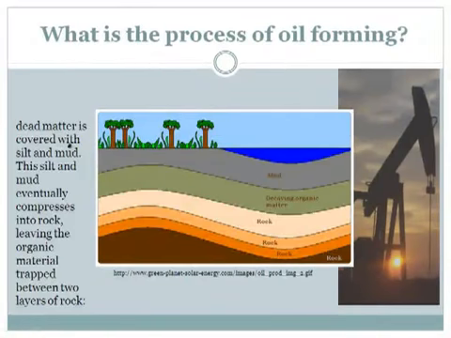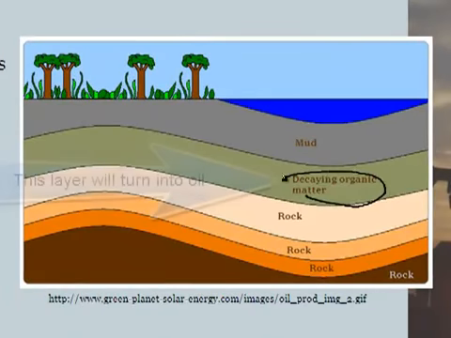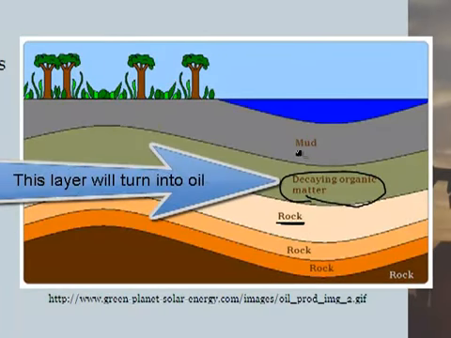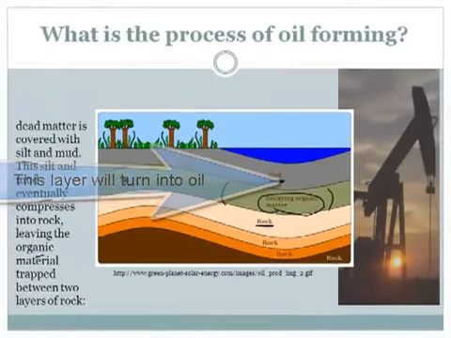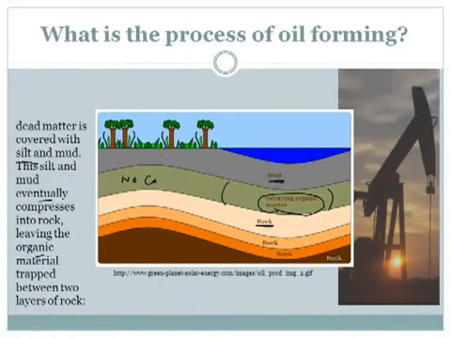The second picture shows the dead matter covered with silt and mud. This silt and mud eventually compresses into rock, leaving the organic material trapped between 2 layers of rock. So here's our decaying organic matter, caught between the rock and the mud. It's important that there's no oxygen, no O2, involved. Otherwise it would just oxidize into the air. But if there's no oxygen, it can get formed.